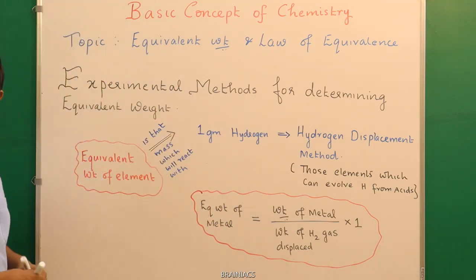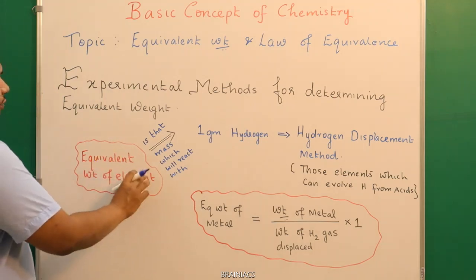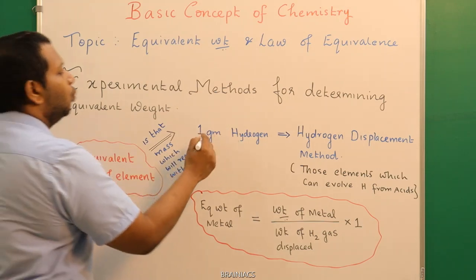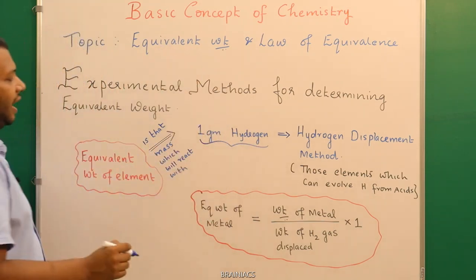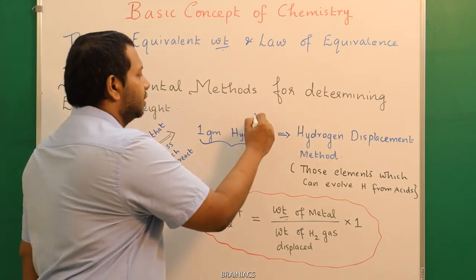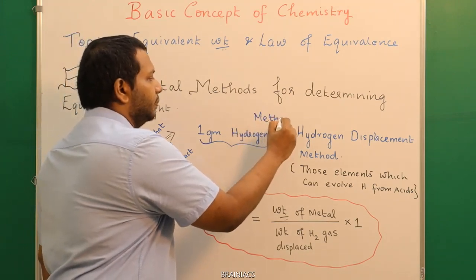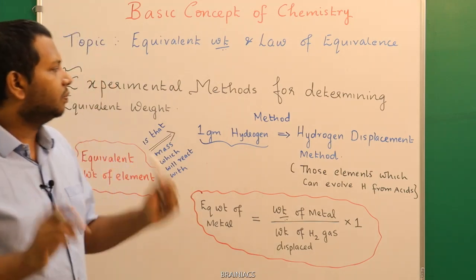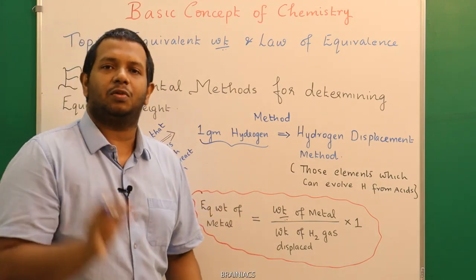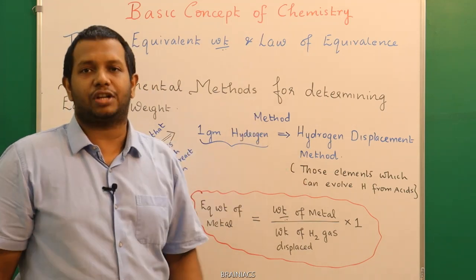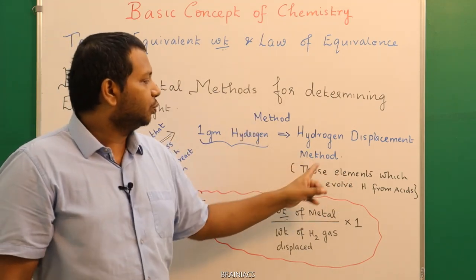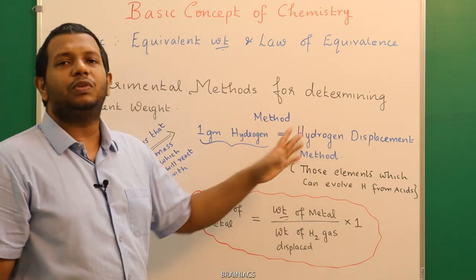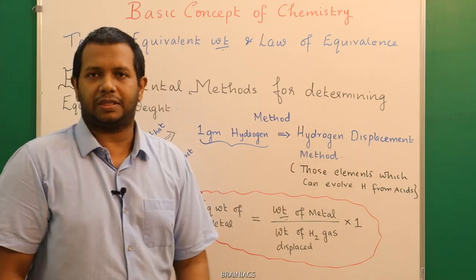I have also explained the same stuff. So equivalent weight of the element is that mass which will react with 1 gram hydrogen, and this method is called hydrogen displacement method. Usually this method is employed for metals. Why? Because the metals can displace hydrogen. So those elements which can evolve or displace hydrogen from acids, for those we usually prefer hydrogen displacement methods.